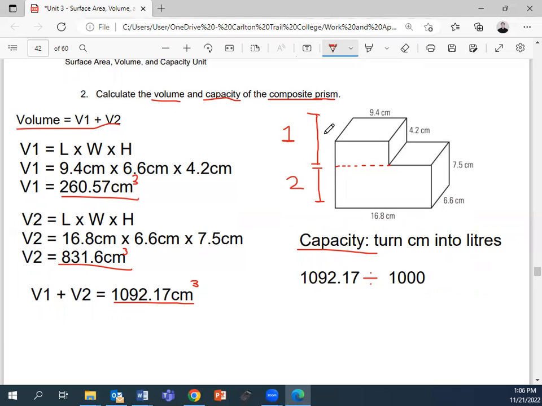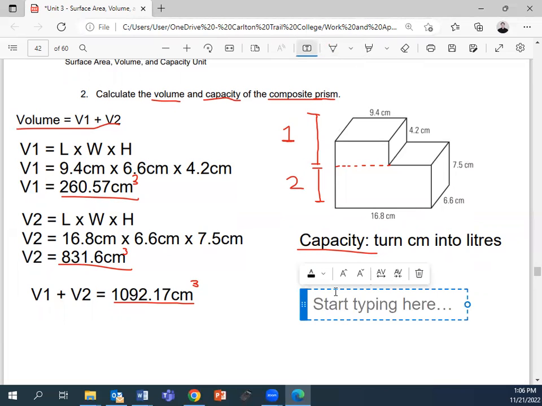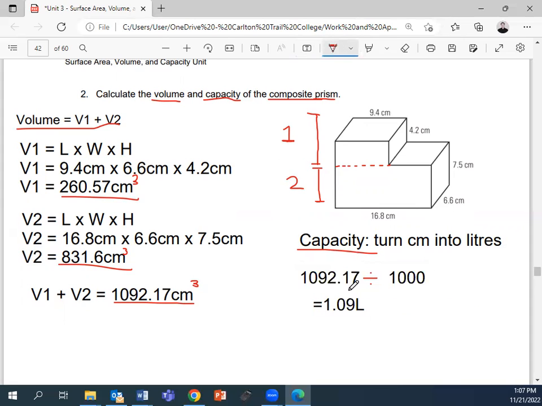And what's my answer going to be there? 1.09. 1.092, technically 17 liters. We can go to just 2 decimal places, right? 1.09 L, which is liters. And that's my other answer. So making sense there?